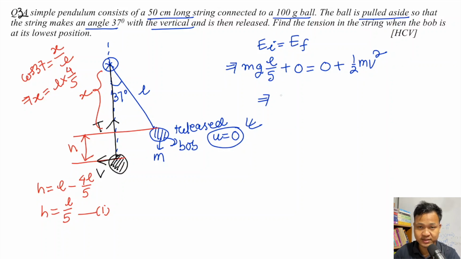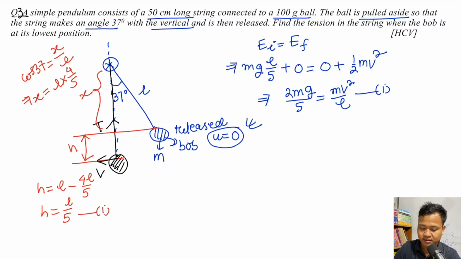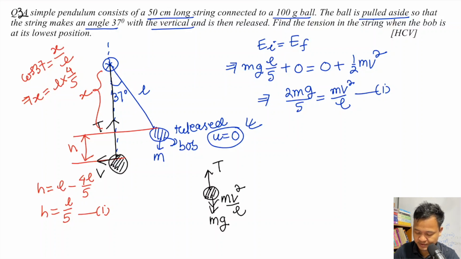So from here, multiply by 2 and divide by L. I will have 2 into mg by 5 equals mv squared divided by L. Equation number 1. Now for the second equation, at the lowest point, draw the free body diagram. Tension acts upward, mg acts downward. Since it performs circular motion, mv squared by L acts upward. That means T should be equal to mv squared by L plus mg.